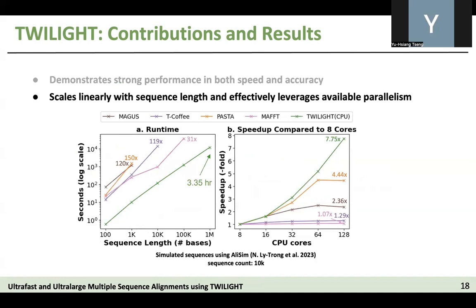Twilight also scales linearly with sequence length. In panel A, Twilight is the only tool that can align 10K sequences with 1 million bases in 24 hours, and Twilight requires only 3.35 hours. Twilight can also effectively leverage the available parallelism. In panel B here, when the number of CPU cores scales from 8 to 128, Twilight achieves almost 50% efficiency, while other tools can only achieve at most 25% efficiency. And some tools don't even scale with multiple threads.